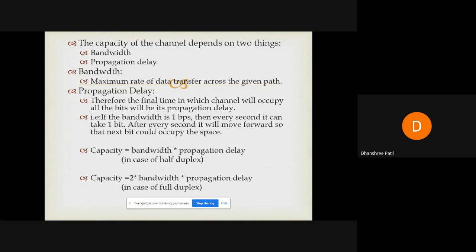The reason for taking this term here is that we are going to look at some examples where we need this propagation delay. In short, by considering the propagation delay, the capacity of the channel is calculated as bandwidth into propagation delay in case of half duplex, and in case of full duplex, 2 into bandwidth into propagation delay. That is the formula to calculate the capacity.